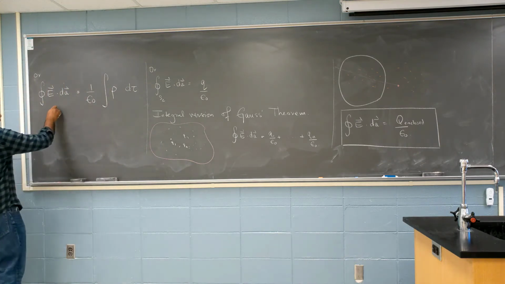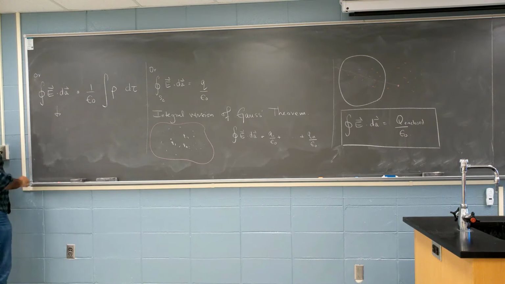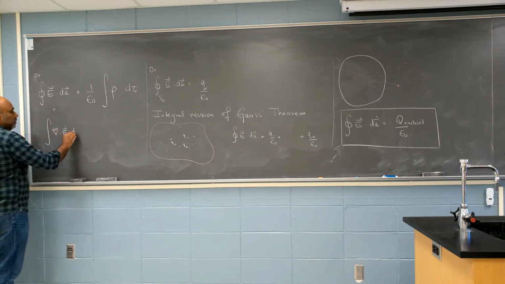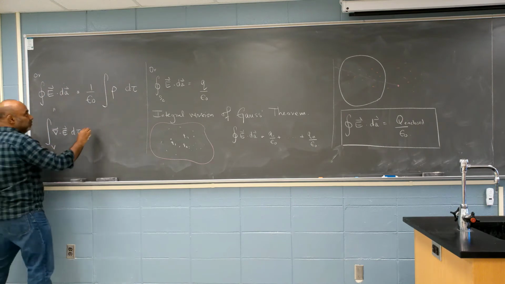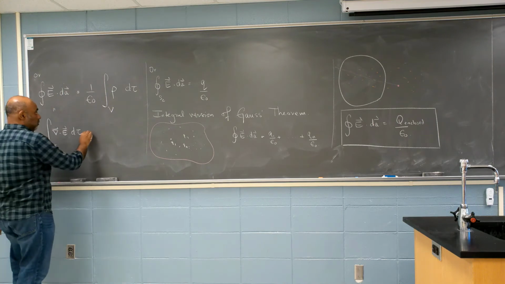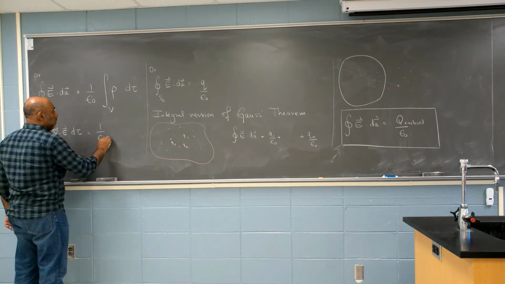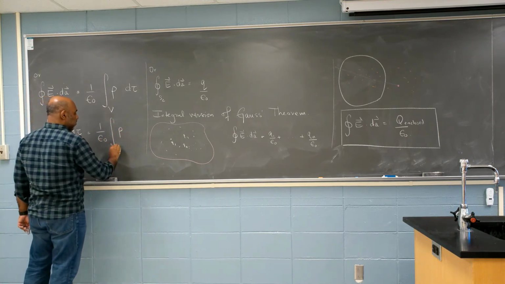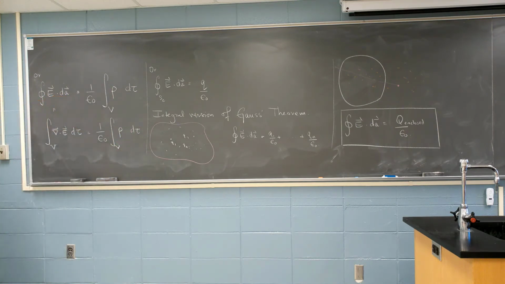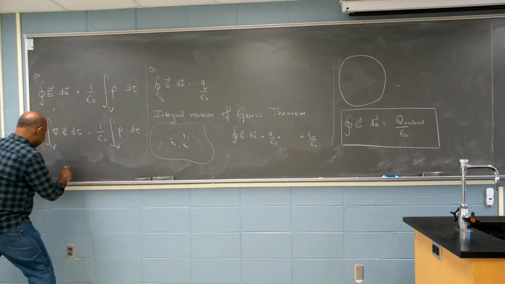But I can use the divergence theorem for this and say this is equal to what? Well, the divergence of E d tau for any volume. I can do slightly better.